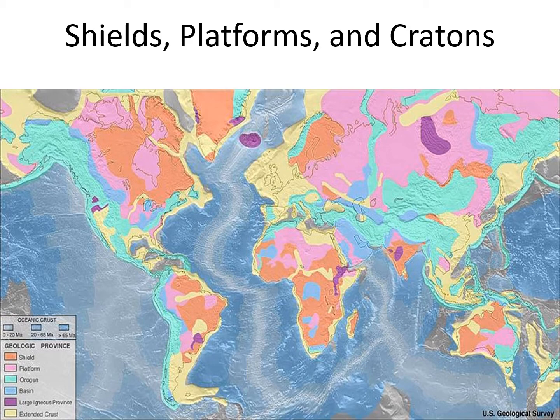And anywhere that you see yellow, for example, that's extended crust. Those are areas that have been geologically more recently stretched. The purple are more geologically recent igneous provinces and eruptions. The light bluish greens are mountain building events, so again, not tectonically stable. And the darker, bluish patterns are basins that are also in some cases tectonic.